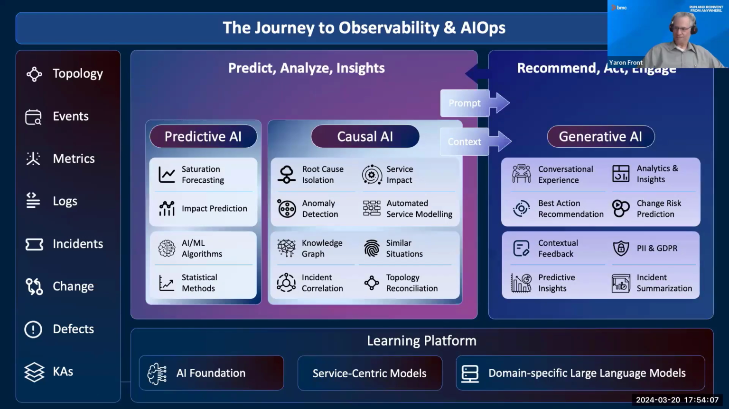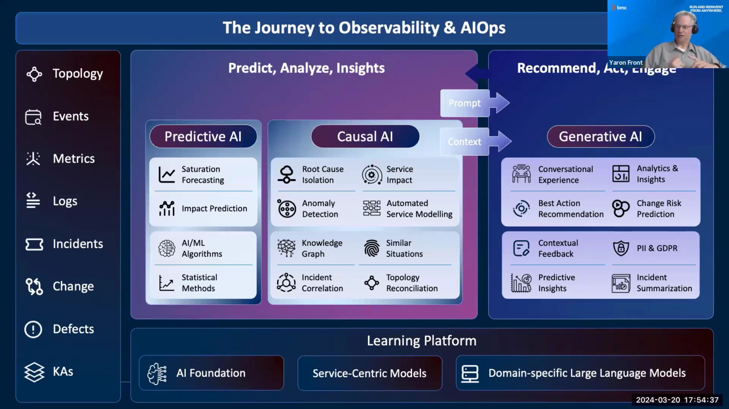And for that, you have AIOps and observability as a platform. And in that platform, what you're going to want to have are the three basic modalities of observability and AIOps, which is predictive, causal, and generative AI.